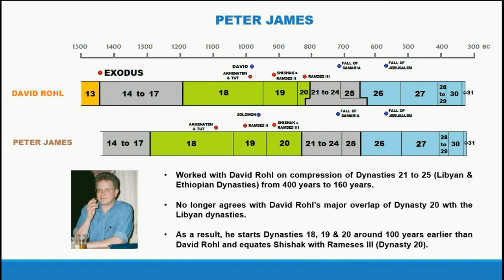As a result, he starts Dynasties 18, 19 and 20 around 100 years earlier than David Rohl, and he equates Shishak with Ramses III of Dynasty 20. David Rohl starts Dynasty 18 about 350 years later than conventional chronology, while Peter James starts Dynasty 18 about 250 years later than conventional chronology. The next 3 chronologies that we'll look at all start Dynasty 18 about 480 years later than the conventional chronology.